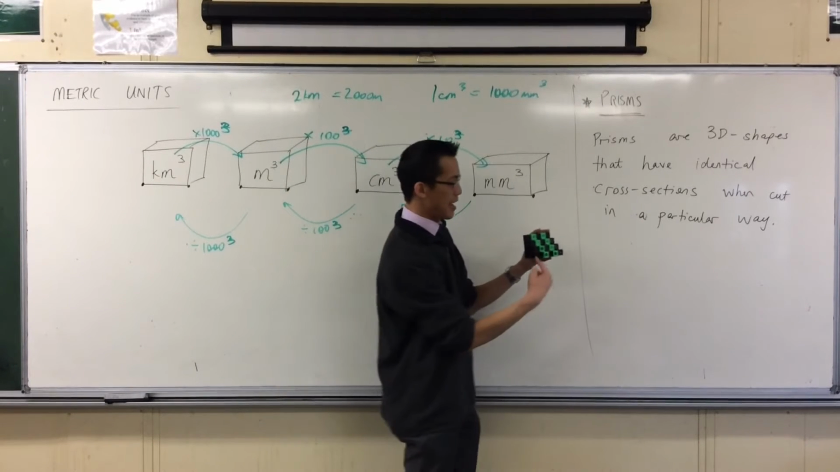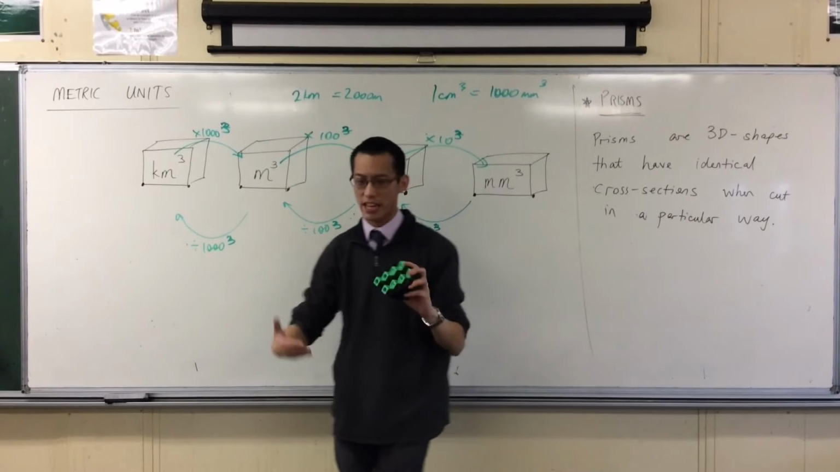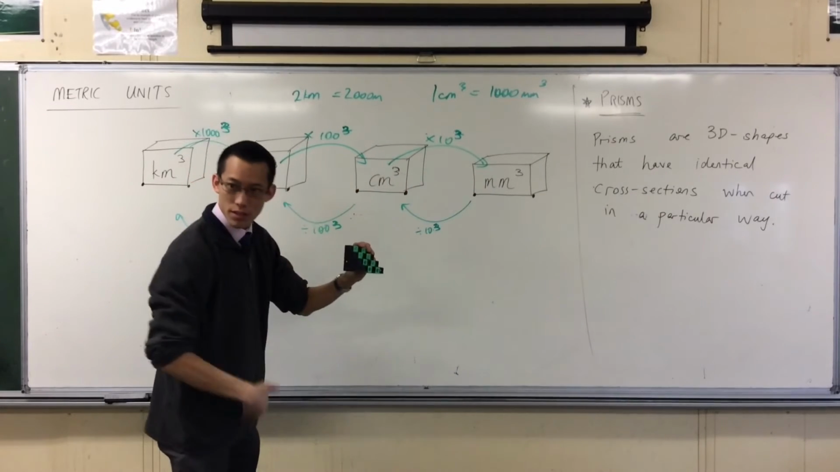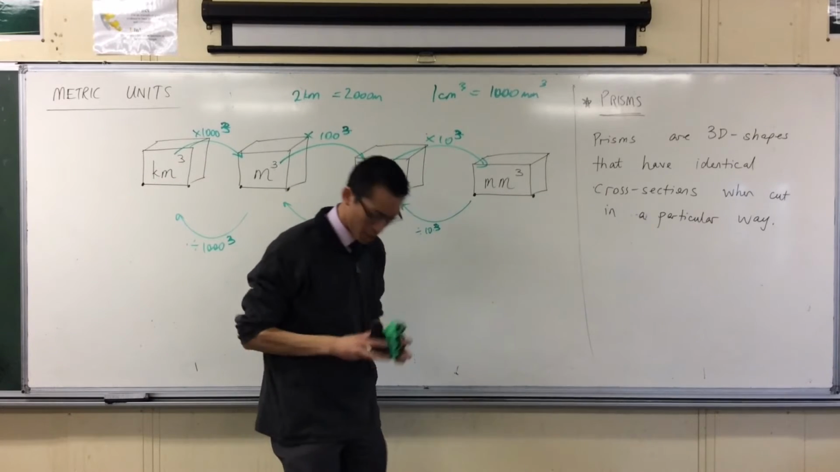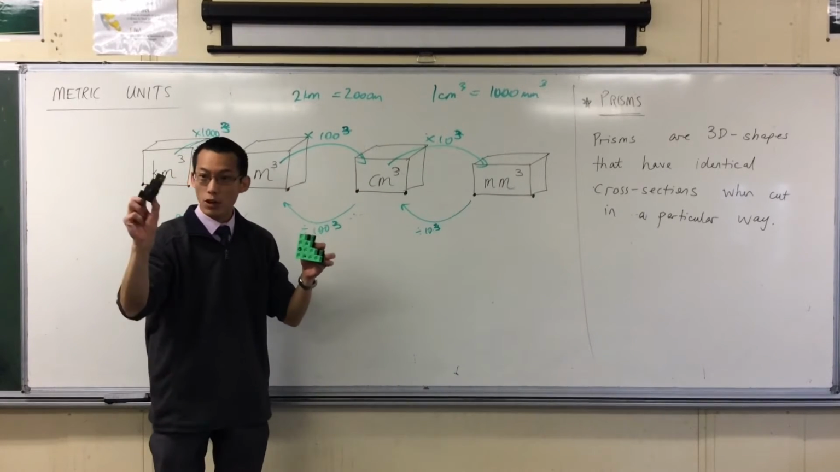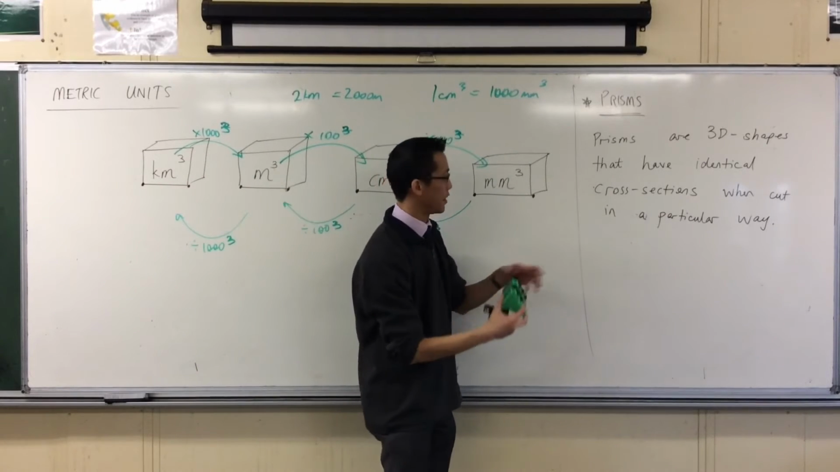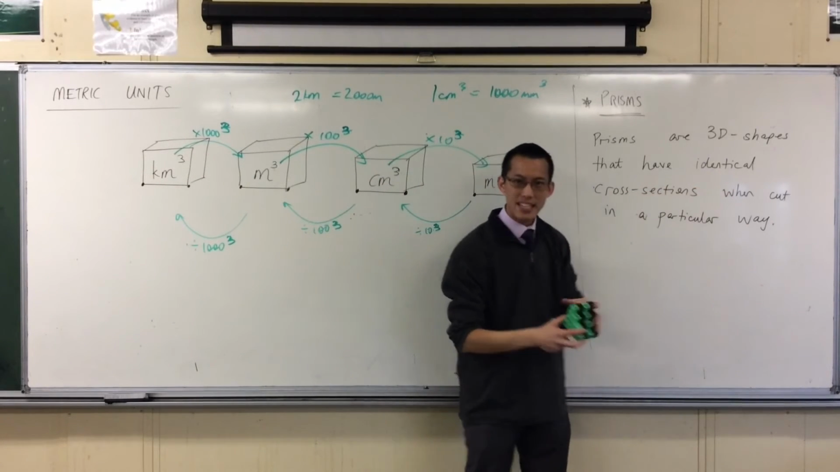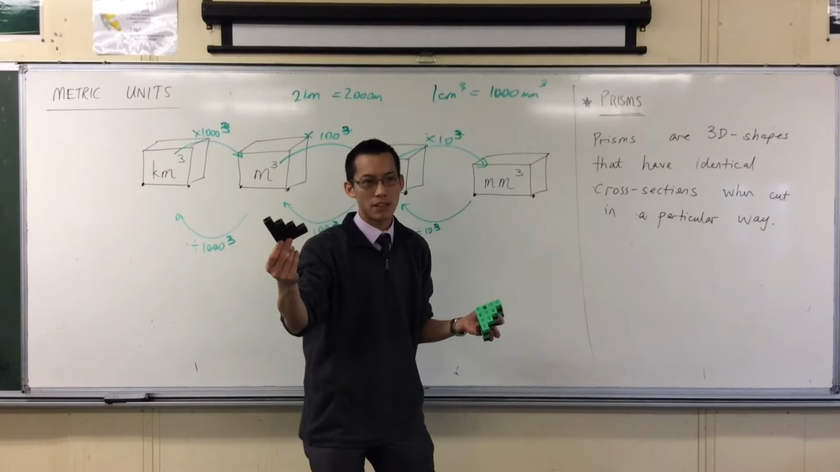Each of these colors is what we call a cross section. It's called a cross section because you're cutting across the shape, okay? So for instance, here is one of my cross sections. And if I took off a few more of these, all of these are identical to one another, right? They're all this kind of shape. They're all triangular, right?